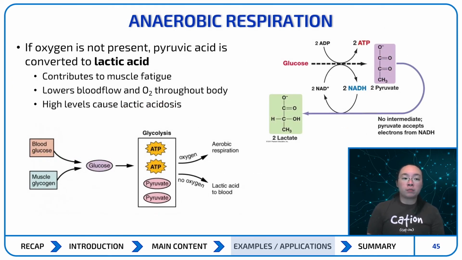Now, with anaerobic respiration, if oxygen is not present, pyruvic acid is usually converted to lactic acid through fermentation. So every glucose molecule produces 2 ATP and 2 molecules of pyruvic acid, which can be used in aerobic respiration or converted to lactic acid. If oxygen is not available, the pyruvic acid is converted to lactic acid, which may contribute to muscle fatigue. And this occurs during strenuous exercise when high amounts of energy are needed, but oxygen cannot be sufficiently delivered to your muscle. So you feel the burn of lactic acid after strenuous exercise.